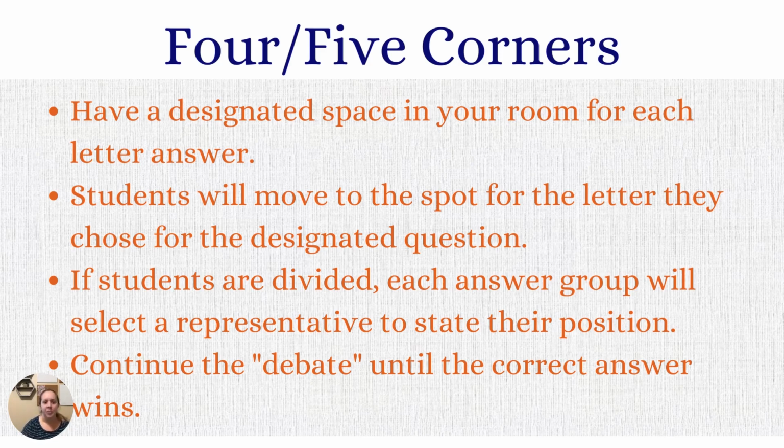So basically the way this works is that you're going to have a designated space in your room for each answer letter. Usually she puts up a sign for A, B, C, D, and if there is E, then there's a spot for E as well. Students will answer the questions independently and then they will move to the spot for the letter they chose for that designated question. So for instance, if students are talking about question 1 and a student chose A, then they need to go to the sign in the room that says A.